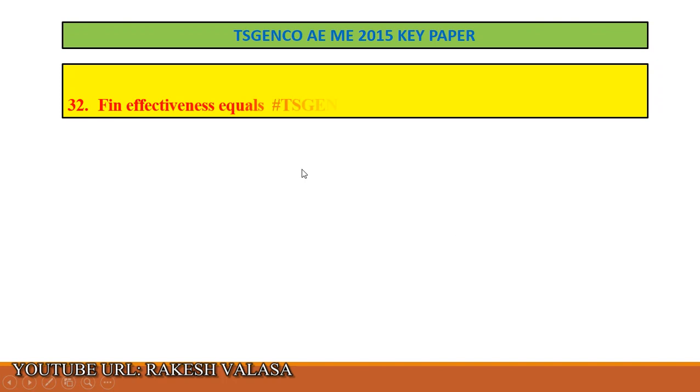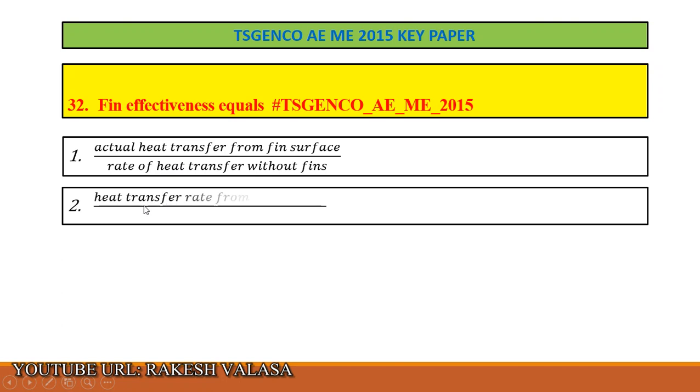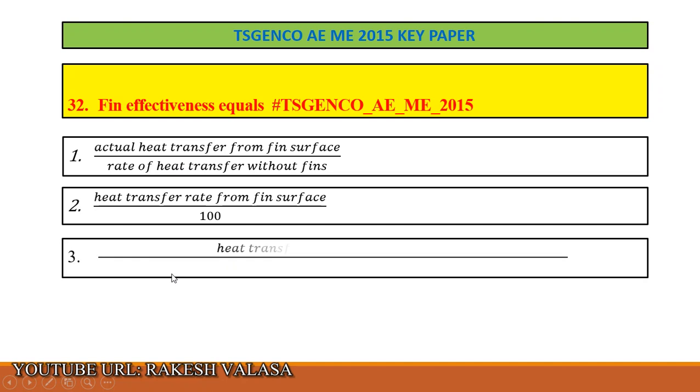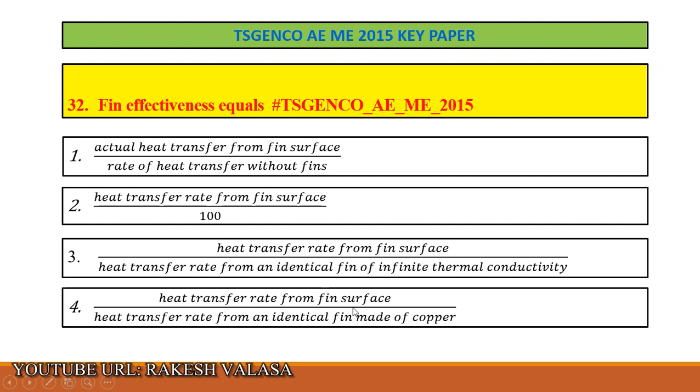Question number 32. Fin effectiveness equals: option 1, actual heat transfer from fin surface by rate of heat transfer without fins. Option 2, heat transfer rate from fin surface by 100. Option 3, heat transfer rate from fin surface by heat transfer rate from an identical fin of infinite thermal conductivity. Option 4, heat transfer rate from fin surface by heat transfer rate from an identical fin made of copper.